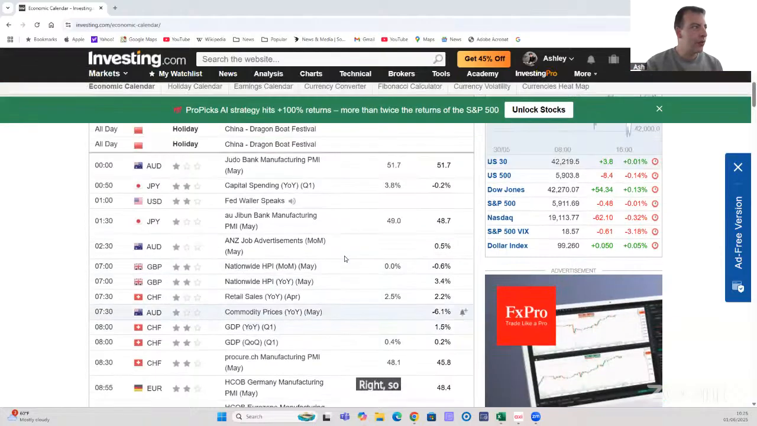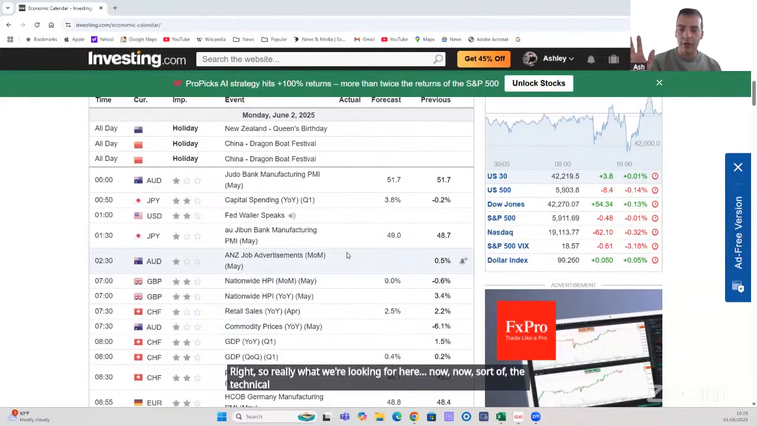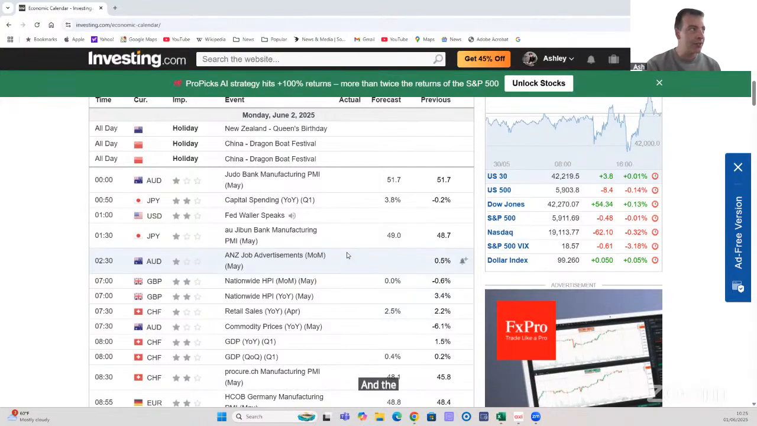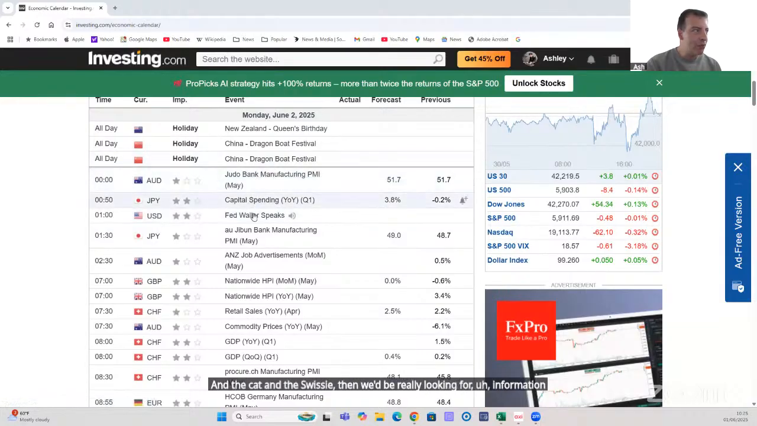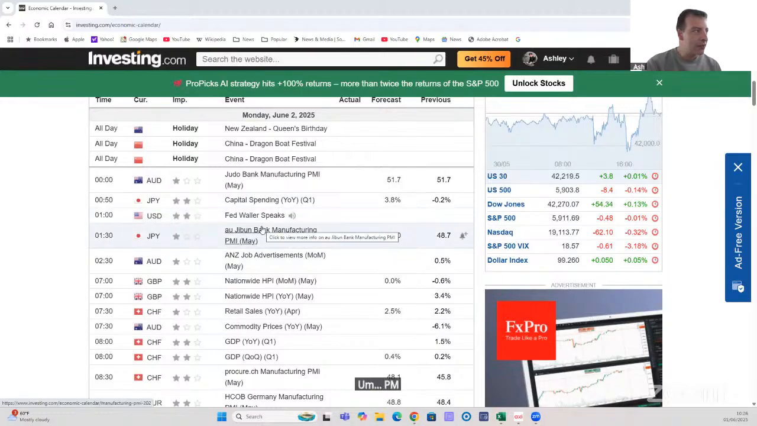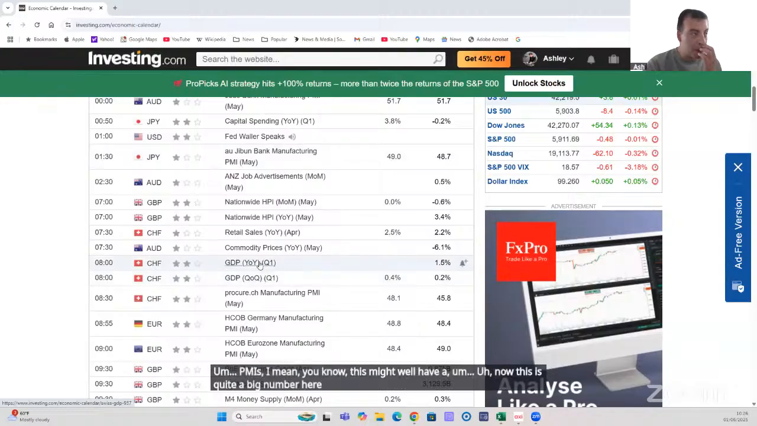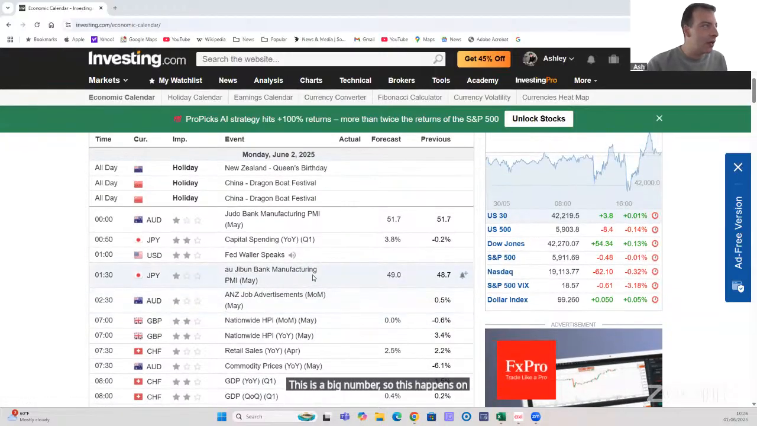Right. Really, what we're looking for here now, the technical picture suggests maybe we could be looking at the yen and the Swissy and the CAD and the Swissy. Then we'd be really looking for information along here that could move those currencies: capital spending, PMIs. Now this is quite a big number here, GDP from Switzerland. This happens on Monday.